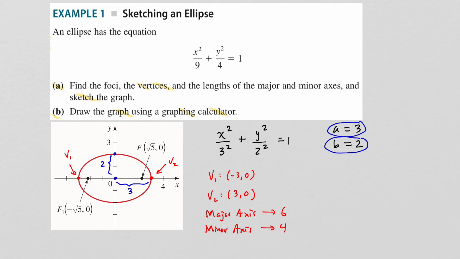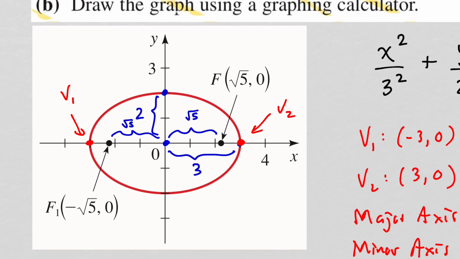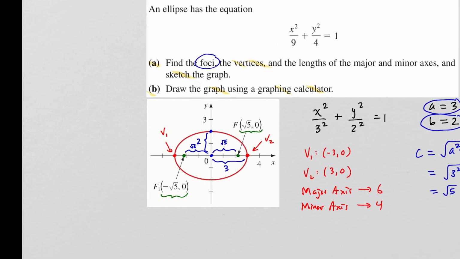Now, the other thing we have to do is find the foci. To get the foci, we need c, and c is always equal to the square root of a squared minus b squared. In this case, that's the square root of 3 squared minus 2 squared, which is the square root of 5. And that tells you the distance from the center to the focus. So that distance is radical 5 there, and also radical 5 there. So that means the coordinate of this focus is negative radical 5, 0, and the coordinate of this focus is positive radical 5, 0.